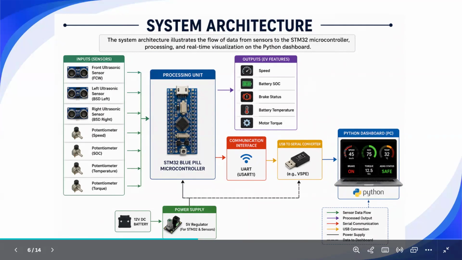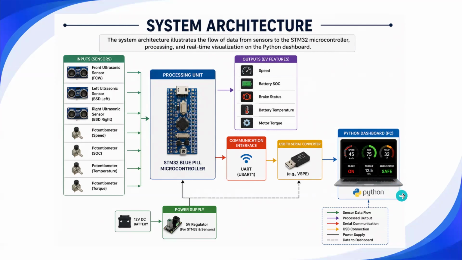All the sensor data is sent to the Blue Pill STM32 microcontroller board. This microcontroller board processes the received data, executes the EV dashboard logic, and implements the ADAS algorithms. The processed information is transmitted through UART communication to the computer. Finally, the Python dashboard receives the data and displays vehicle parameters along with the safety alerts in real time.